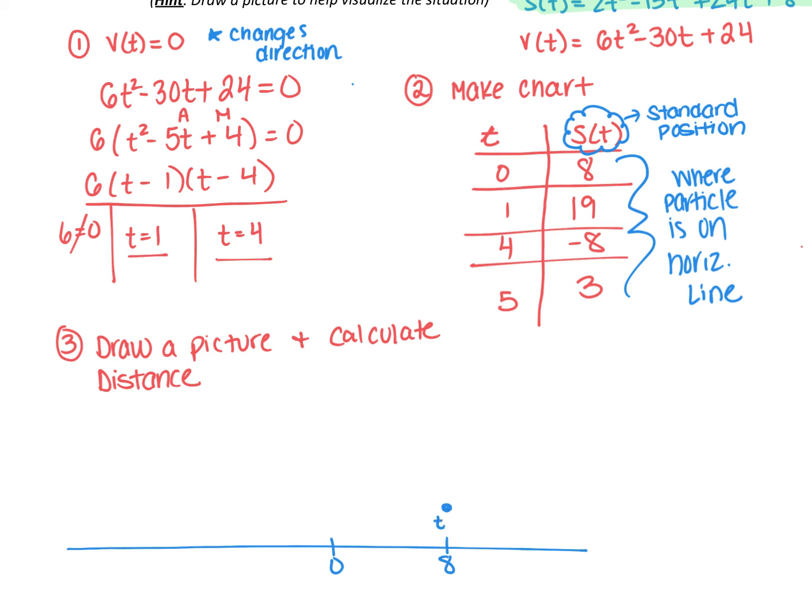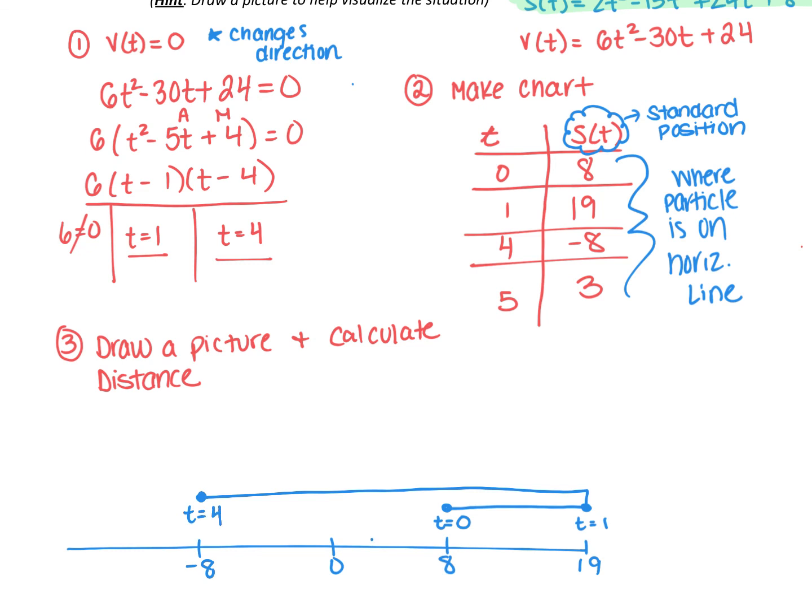So this is labeled time equals 0. So at time equals 0, I'm at 8. At time equals 1, I'm at 19. So let's just say 19 is here, and let's label this time equals 1. So I went from here to here. Now at time equals 4, I'm at -8. So I need a new spot on my graph. Let's just say here. So I'm going to travel all the way this way. And this will be time equals 4.